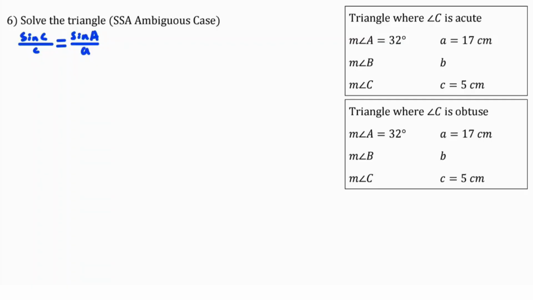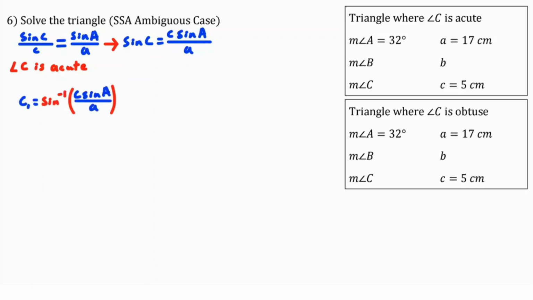We have sine of C over C equals sine of A over A. Multiply both sides by C, you get sine of C equals C sine of A over A. Now, let's assume that angle C is an acute angle. Then C is equal to sine inverse of C times sine of A over A. Type this in the calculator, and we get angle C to be about 8.9666 degrees. Store it for C and section it off.